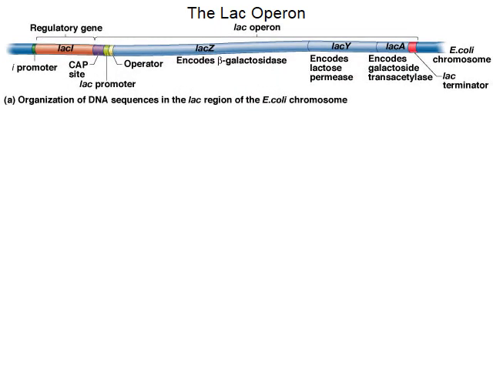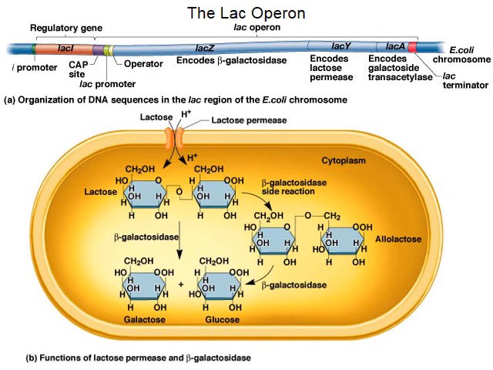So we're going to look at a little bit more detail of the functions of the 3 structural genes of the lac operon. The genes are LAC-Z, LAC-Y, and LAC-A. They encode beta-galactosidase, lac-permease, as well as this transacetylase, but we're basically going to ignore the transacetylase from here on out. So this picture represents a bacterial cell.